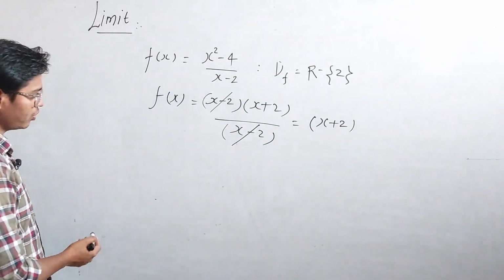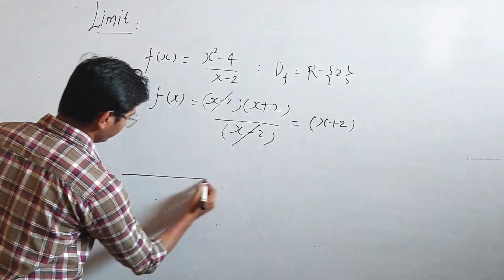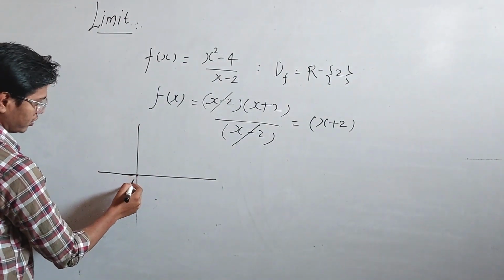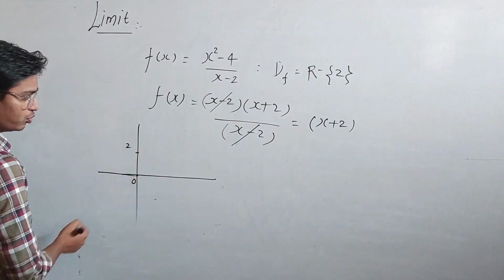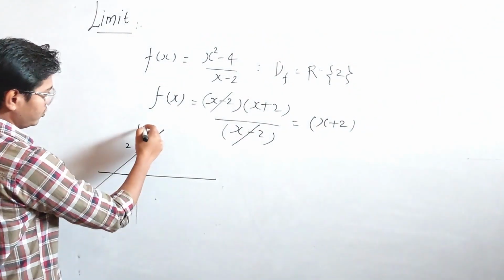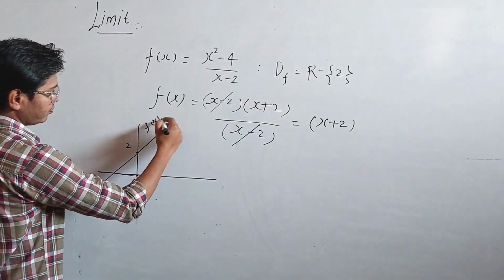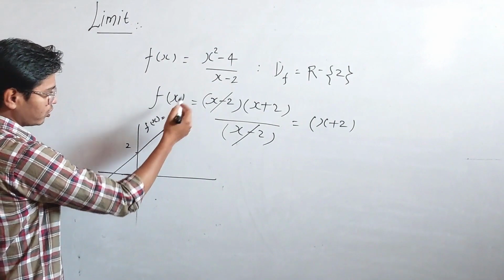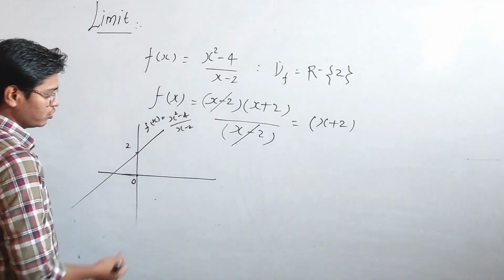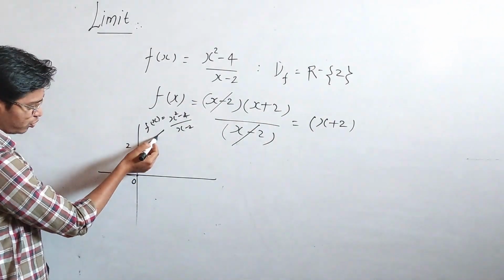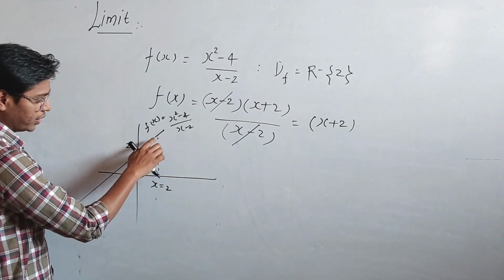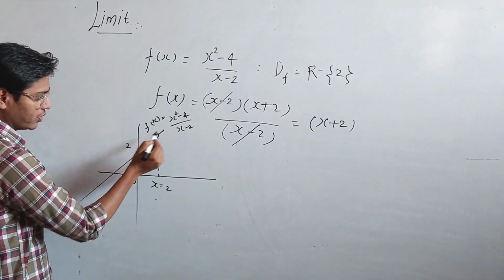So if we draw the graph of f(x) is equal to x plus 2, at x equal to 0 the value becomes 2 and the slope is positive, so this graph will be y is equal to f(x) is equal to x plus 2. But the original function is x square minus 4 divided by x minus 2. So this function is not defined at x is equal to 2. Let this point be x is equal to 2. So at this point the value is not defined.